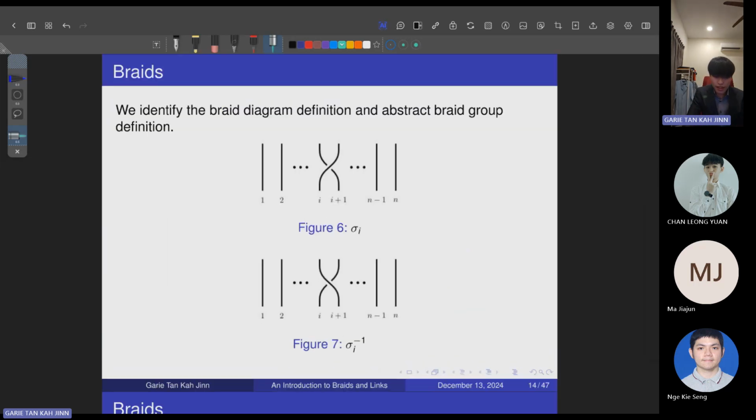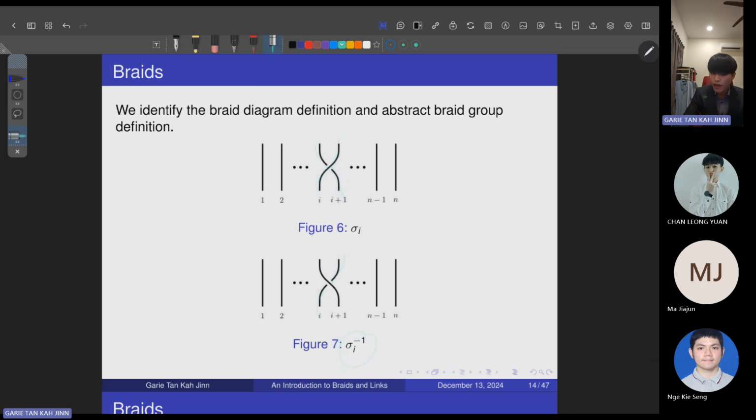So this set of braid diagrams is actually a group. Therefore, we identify it with the abstract braid group. What does this mean? It just means that when we are given a braid diagram, I can write it as a product of braid generators and vice versa. So how do I do that? I define the generator as this braid diagram, such that sigma i is the i-th strand overgoing and crossing with the i plus 1 strand. For sigma i inverse, the i-th strand is undergoing and crossing with the i plus 1 strand.